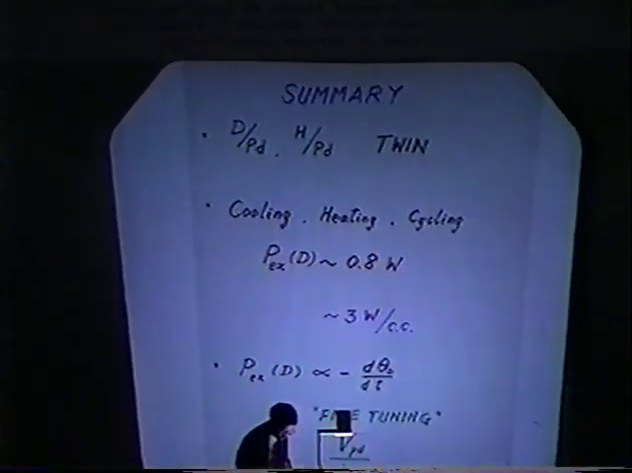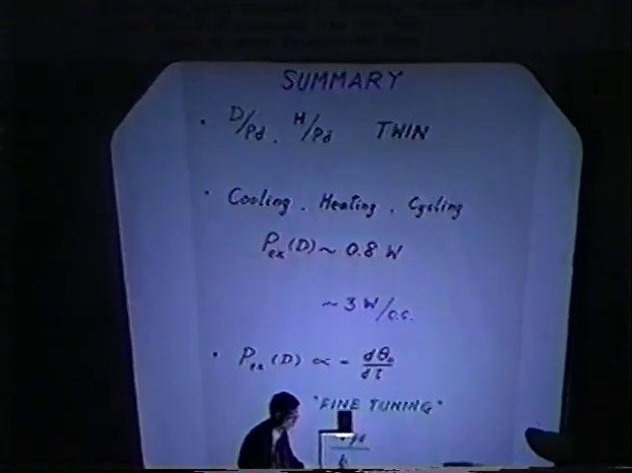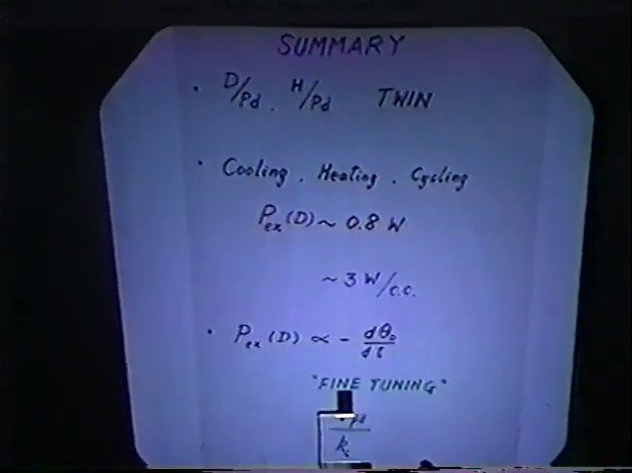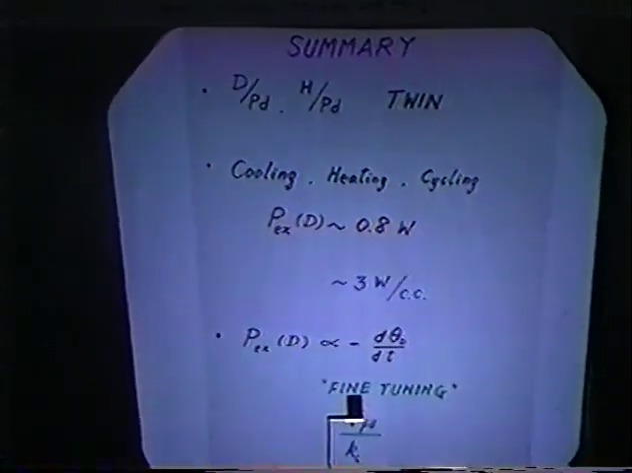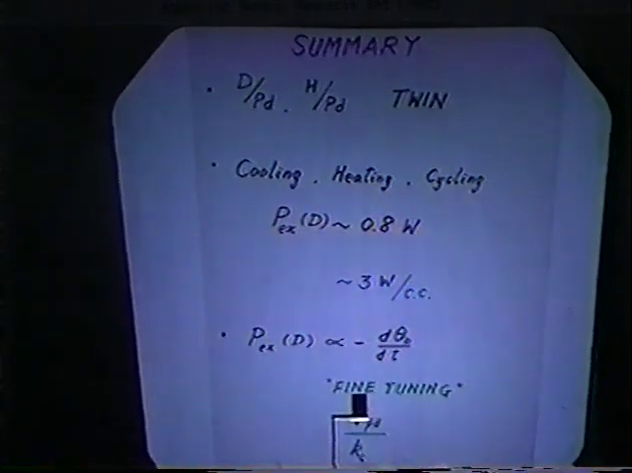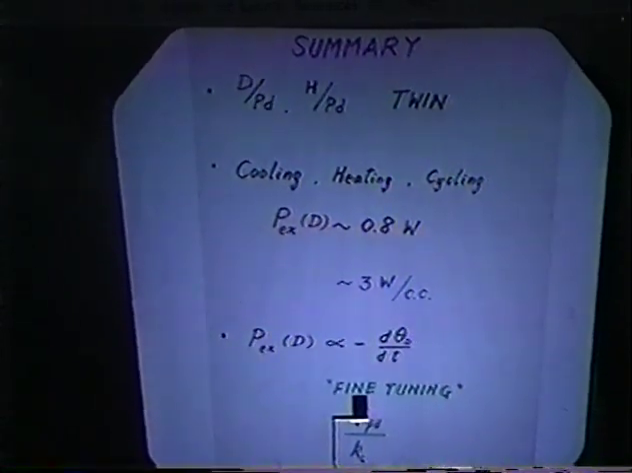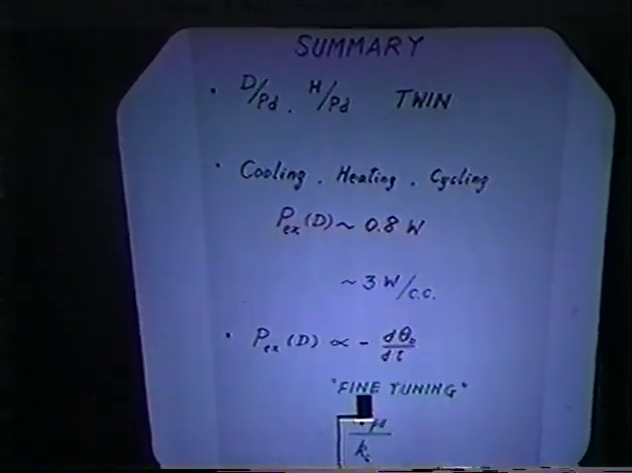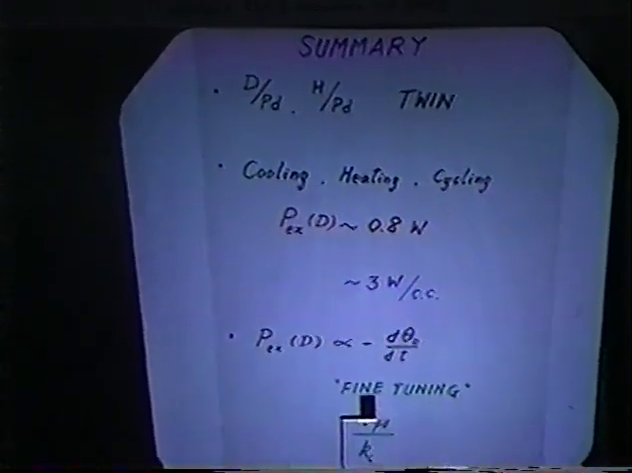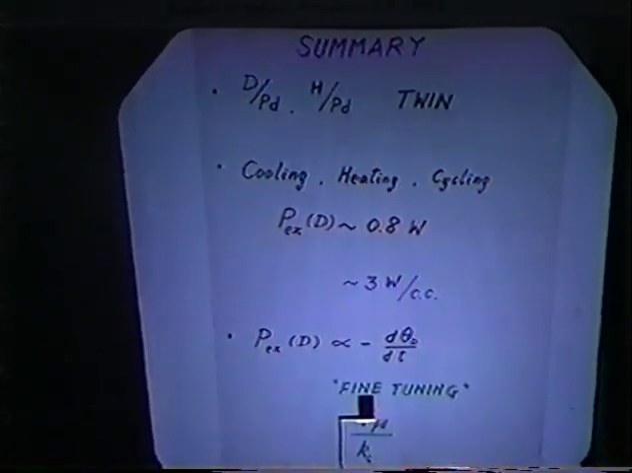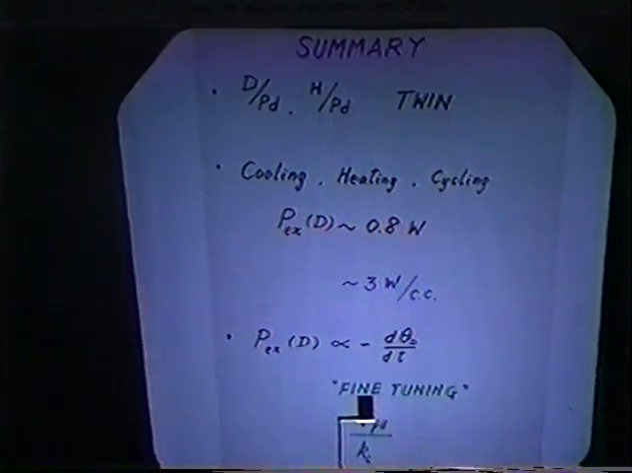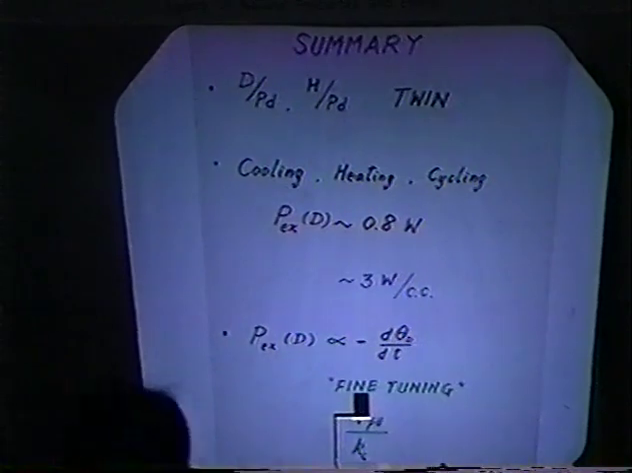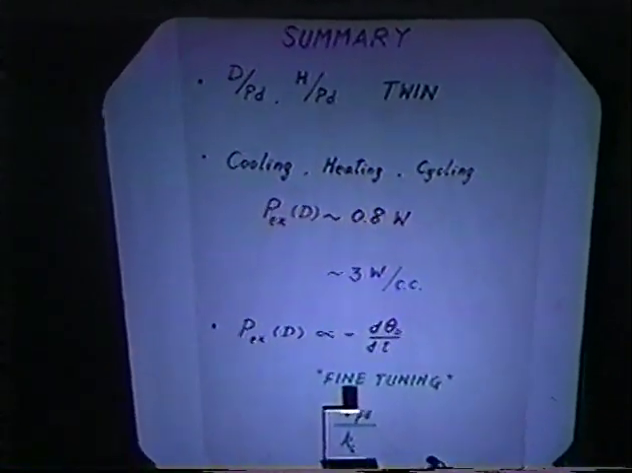Now I go to the summary. The first, the gas loading system is a good way to find the temperature behavior for the deuterium hydrogen system. And unexpectedly, using a piece of tungsten wire, we can maintain the high loading ratio for several months at a pressure less than 1 atmosphere.